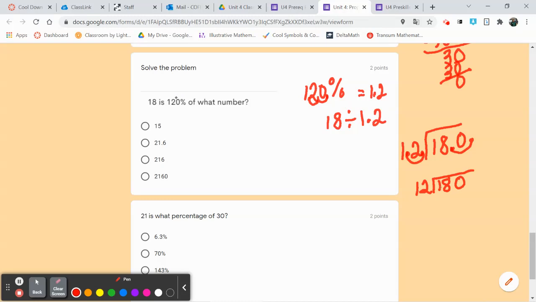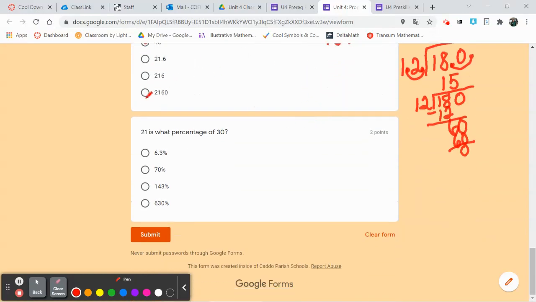12 goes into 18 one time. 12 times 1 is 12. I subtract. Leaves me 6. I bring down the 0. 12 goes into 60 5 times. 12 times 5 is 60, so we're done. Our answer is 15. 18 is 120% of 15. Down to my next problem.